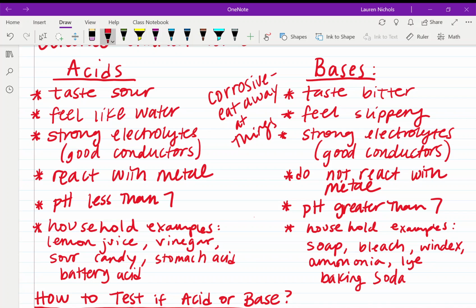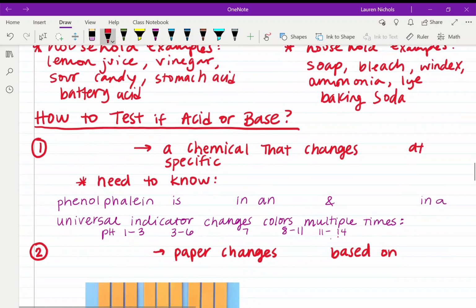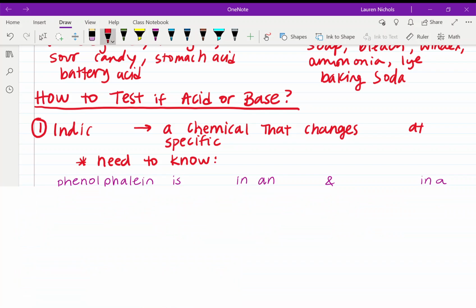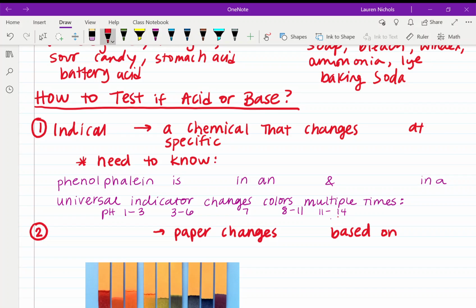Now, we mentioned, okay, what are some tests we can actually perform to determine if something is going to be an acid or a base? And one thing that we can do is use an indicator. So typically when doing a chemical experiment, we would use an indicator, which is a chemical that is going to change color at specific pHs.